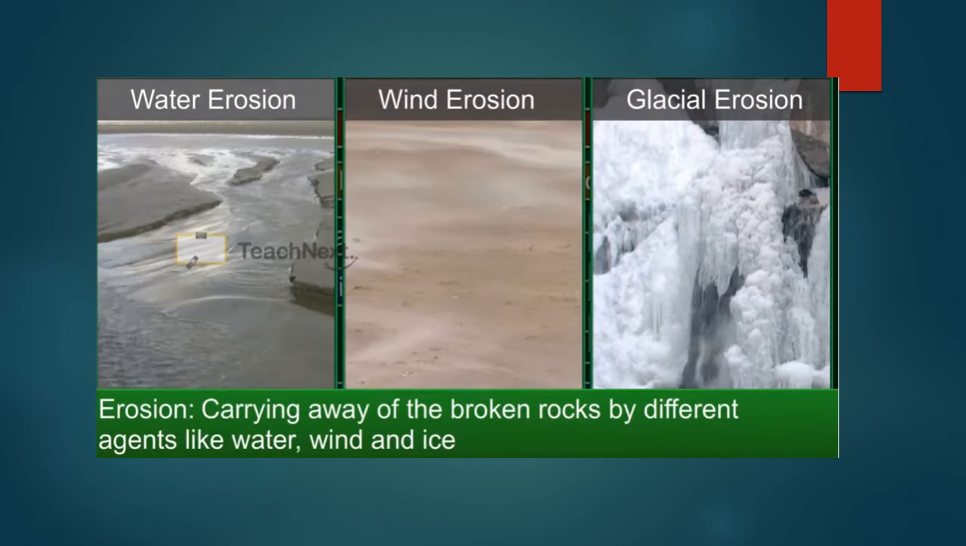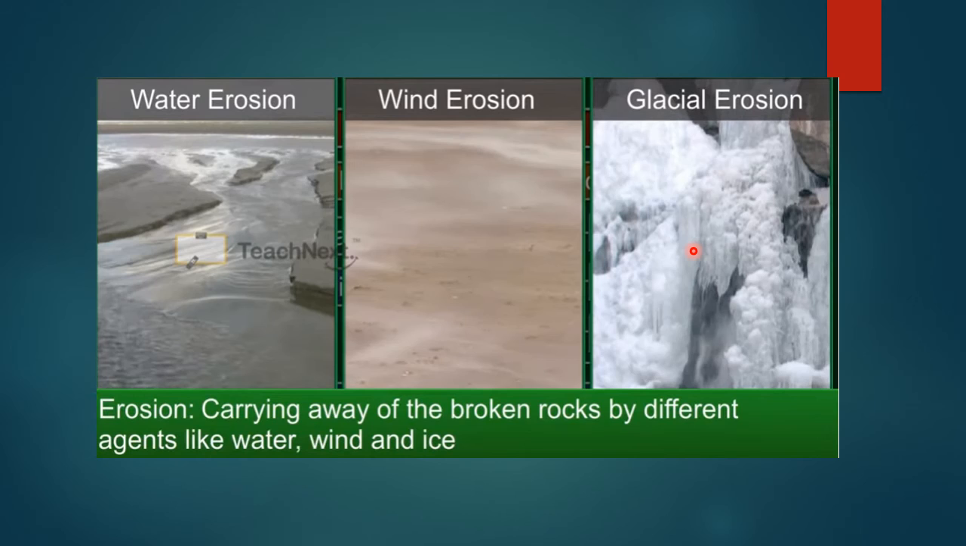Children, another force that is acting on the earth's surface is erosion. What is erosion? Carrying away of the broken rocks by different agents like water, wind and ice. Whatever is broken, the water carries it away to another place. Winds again further erode it and make it into fine particles. Even glacier erosion takes place, ice erosion takes place.